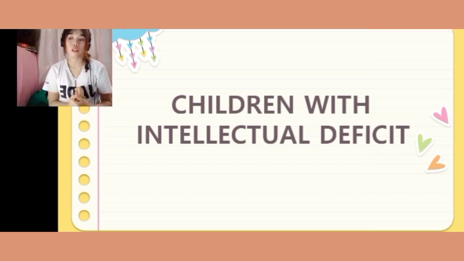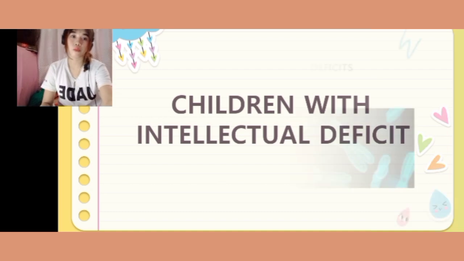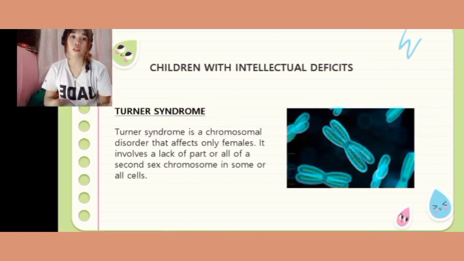So next, let's proceed to, under children with intellectual deficits, Turner syndrome. Turner syndrome is a chromosome disorder that affects only females. It involves a lack of part of a second sex chromosome in some or all cells. Turner syndrome is a congenital condition, meaning it is something a person is born with. If you are a female, you were born with two X chromosomes. If you are a male, you are born with one X and one Y chromosome. Turner syndrome occurs when one of the X chromosomes is missing either partially or completely.